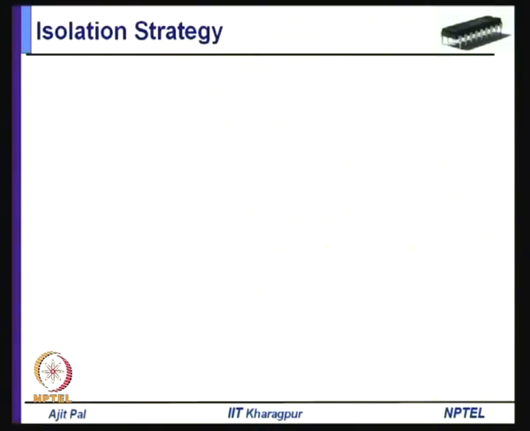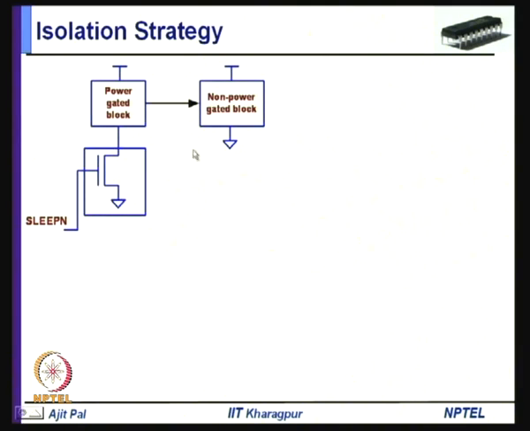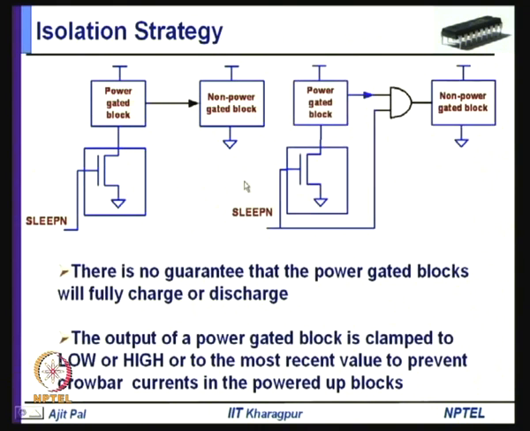You can see here, you have got a power gated block, and this is driving a non power gated block. If this voltage is not appropriate, if it is not 0 or VDD, then this will lead to short circuit power dissipation, as I have told. So, what you have to do? You have to add additional hardware, and this is known as isolation hardware.